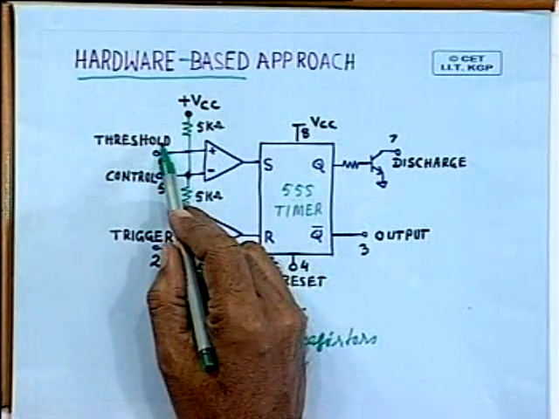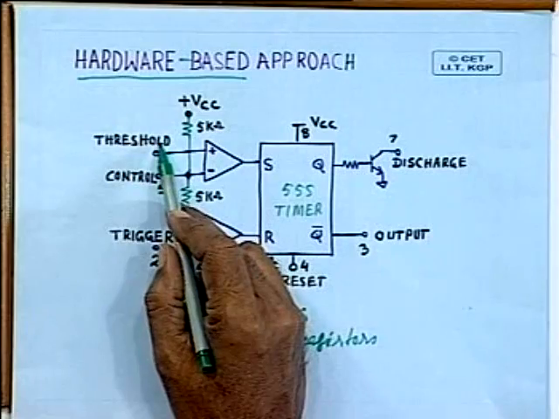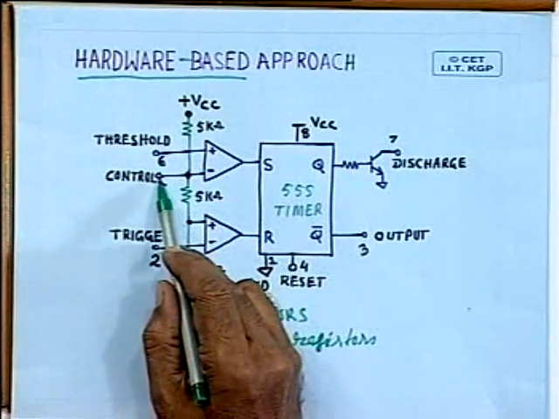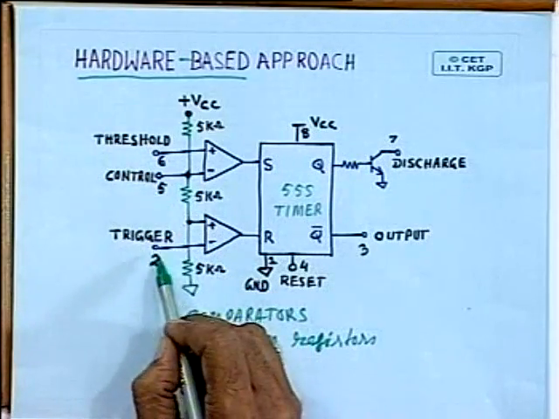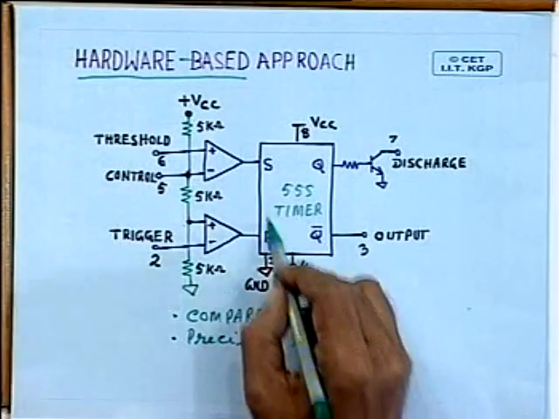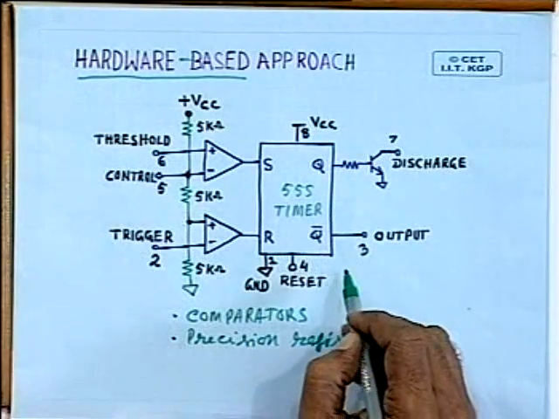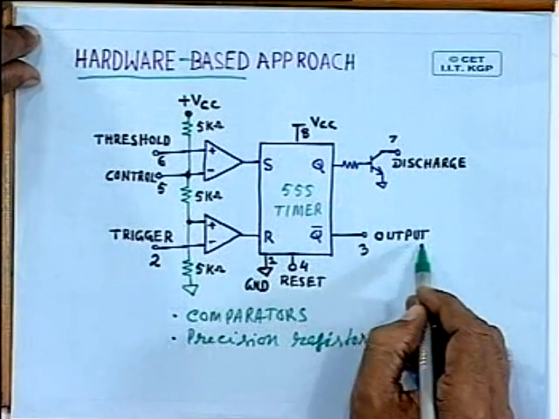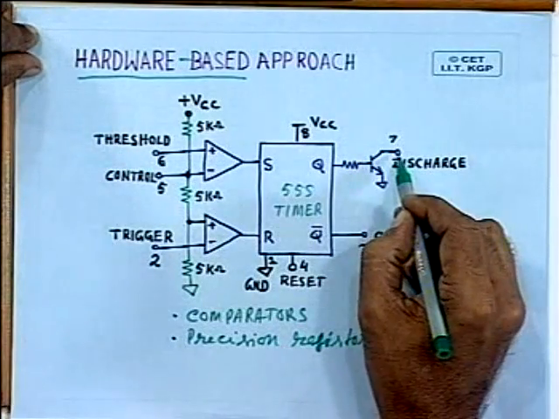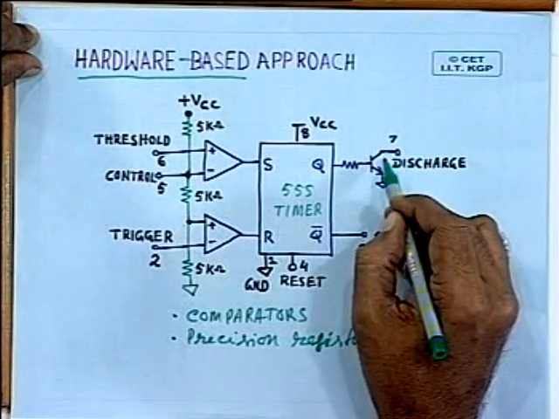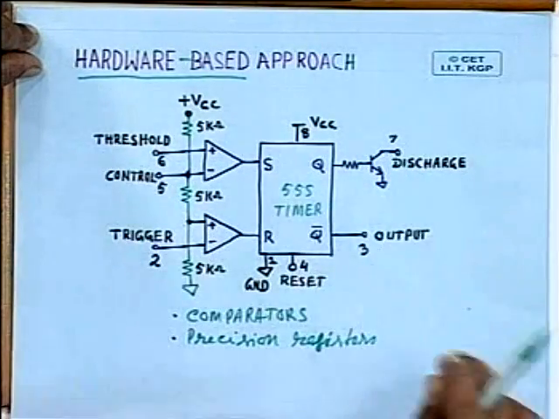So you see different names are given based on the use of these various pins. Pin 6 is known as the threshold pin, 5 is known as the control pin, 2 is known as the trigger pin, 4 is known as the reset pin, with the help of which this flip flop can be reset. 3 is the output pin, where output can be taken, and this one is the discharge pin. You will use this transistor to discharge capacitors.